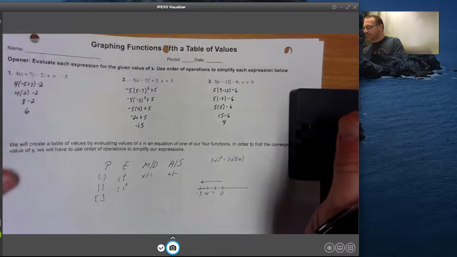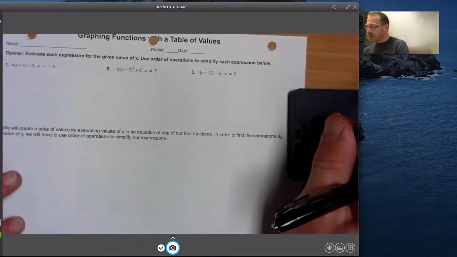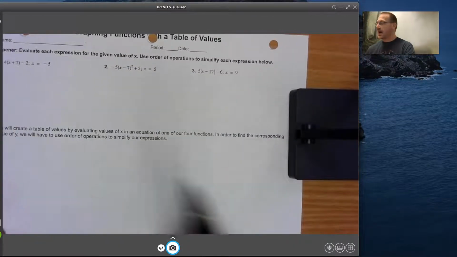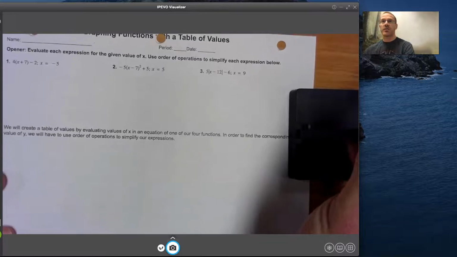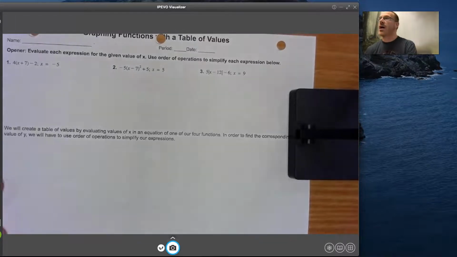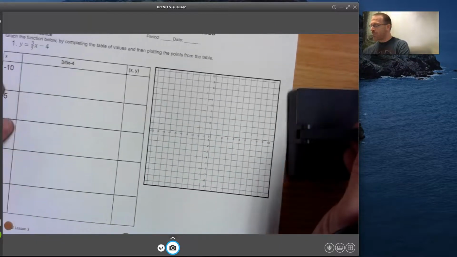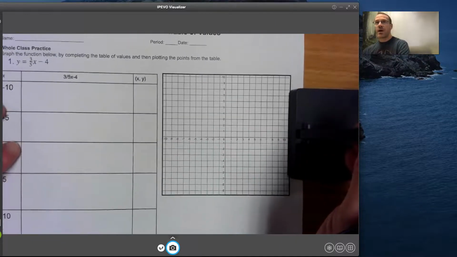So now, let me take that out of the way and go back to our notes here. What we're going to do today is create a table of values by evaluating values of x. That's going to give us points that we can then plot, and that'll give us the shape of what particular curve we are working with. So now go ahead and flip your notes over. We're going to start with our first problem here.